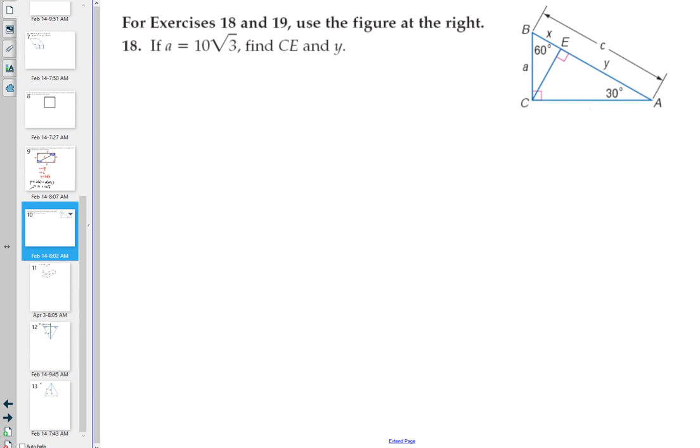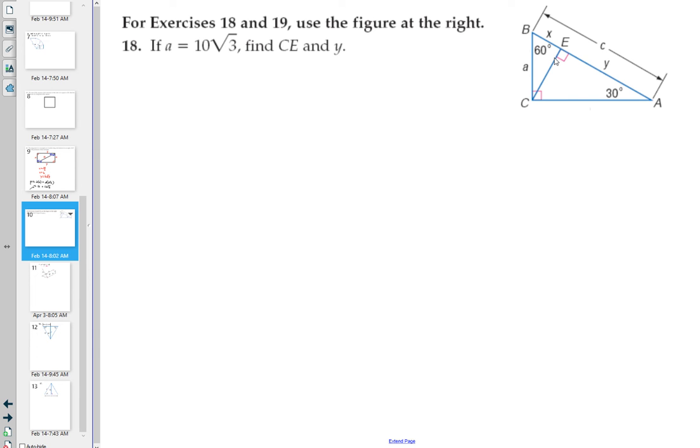Okay, so they want us to find CE and find Y. How many triangles do you see there? 3. There are 3 triangles, and actually all 3 triangles are 30, 60, 90 special right triangles. Because if this is 90 and this is 30, that means this has to be 60. If this is 90 and this is 60, this has to be 30. And then on the big triangle, we can tell all the angles are marked. One is 60, one is 30, and one is 90.